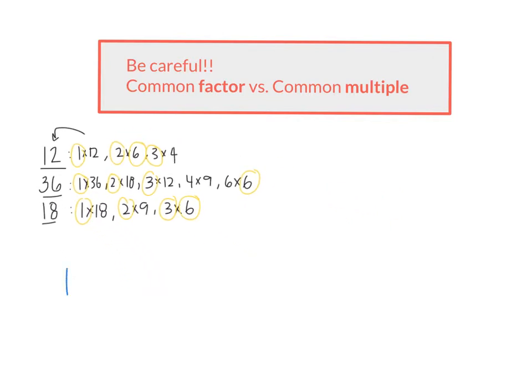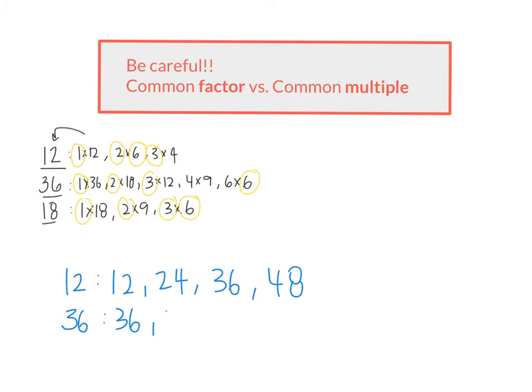Well, we'd have to list the multiples. What are the multiples of 12? Go. 12, 24, 36. Okay, let's stop there. What are the multiples of 36? What's 1 times 36? 36. What's 2 times 36? 72. Thank you. Let's stop there. Okay, what is 1 times 18? 18. What is 2 times 18? 36.